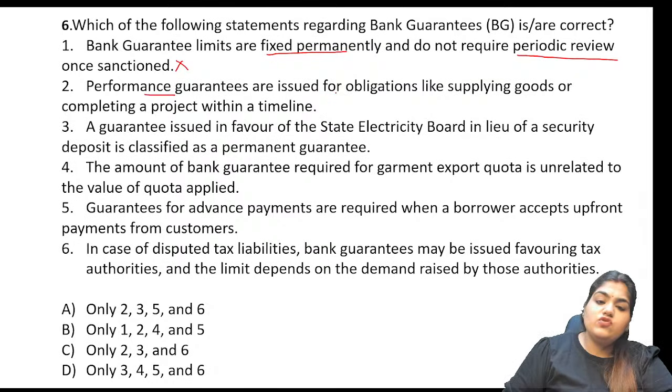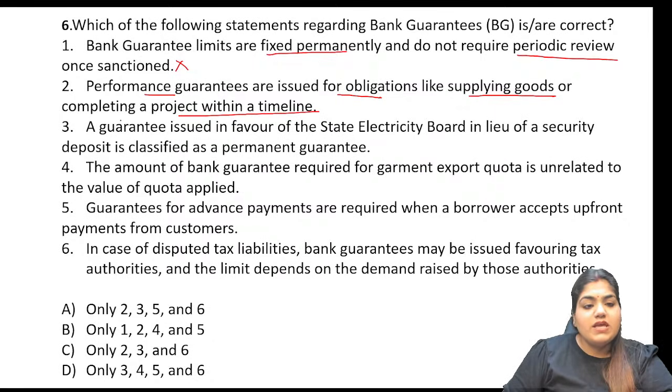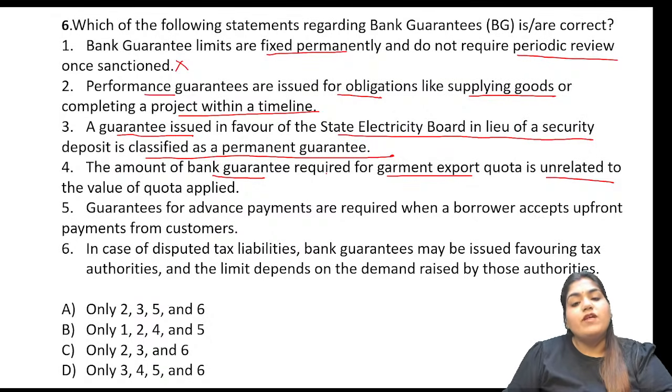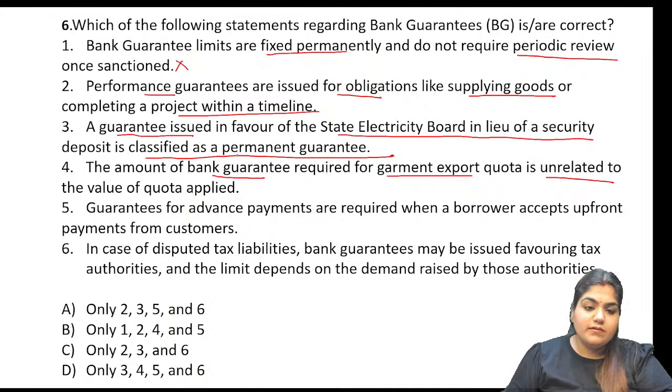Performance guarantees are issued for obligations like supplying goods or completing projects within a timeline. Yes. Statement number 3 is correct. The guarantee issued in favor of the State Electricity Board in lieu of the security deposit is a permanent guarantee. Yes. The amount of bank guarantee required for garment export quota is unrelated to the quota applied. This is wrong. The guarantee for export quota is directly related to the value of the quota applied for. Randomly, there will be no money given. The guarantee amount is not unrelated.